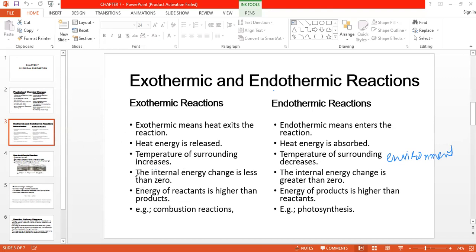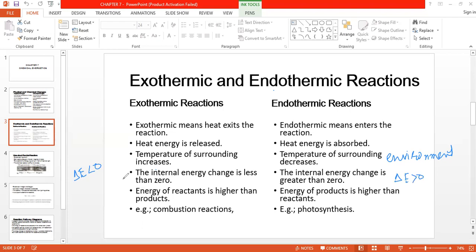Then the internal energy change: delta E, the change in energy, is less than zero in case of exothermic reactions, while in case of endothermic reactions, delta E is greater than zero.